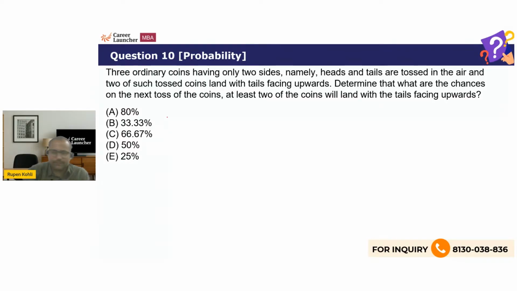Look carefully. 3 ordinary coins having only 2 sides, namely heads and tails, are tossed in the air, and 2 of such tossed coins land with tail facing upwards. 3 coins, they are tossed, and 2 tails, 1 head. That happens, right? Determine the chances that on the next toss of the coins, at least 2 of the coins will land with tails facing upwards.